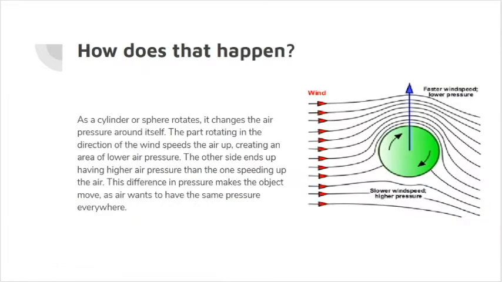So, how does the Magnus Effect work, you may be asking? Well, I'll tell you. You see, it's all about air pressure. For the Magnus Effect to work, the object needs to be round, like a ball or a cup, and it needs to be thrown with backspin, which is to say that the top of the cup as it spins is pointing towards where it was thrown from.